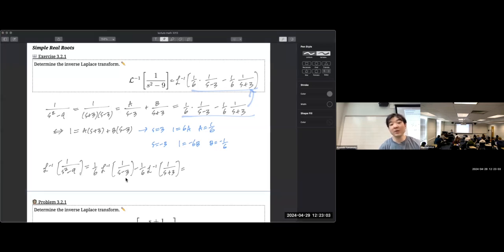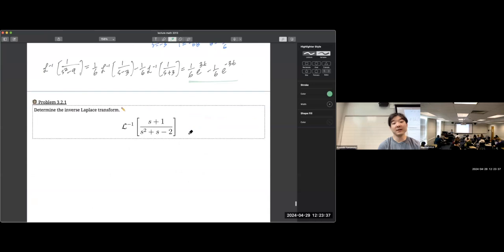And these you know from the entry from the table very easily. So 1 over s minus 3 is actually e to the 3t. This is minus 1/6, and this is just going to be e to the -3t. These inverse Laplace transforms are just the exponential ones that are easy. So what we've done is took something we don't have anything on the table directly for, decomposed it into partial fractions, and each term in that partial fraction expansion is an easy Laplace transform. So we can just do those.